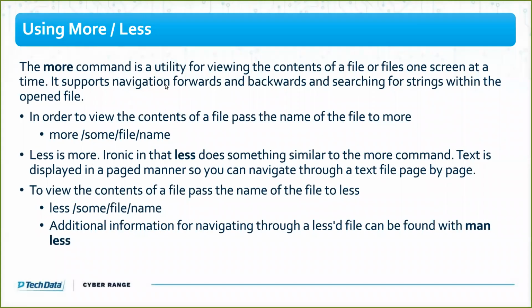So more and less. These are utilities for viewing the contents of a file or files on the screen, one screen at a time, and you can navigate backwards and forwards. If you have a long text file and you were to just use the cat command, which dumps all of the contents out at once, if the contents are larger than the current screen, you would only see the bottom portion of the file. If you use the more command, this allows you to step through one screen at a time until you get to the end of the file. To use this, you simply say more and then the path to the file name.